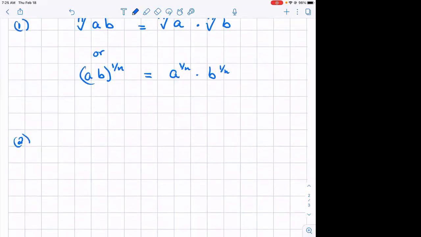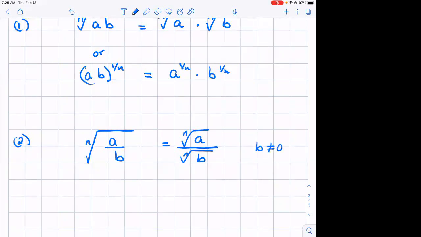And then property number 2 that we'll look at: if we have the nth root of a divided by b, this is the same as the nth root of a divided by the nth root of b. And please keep in mind, obviously, because b is in the denominator, b cannot be equal to 0, because we have a fraction.